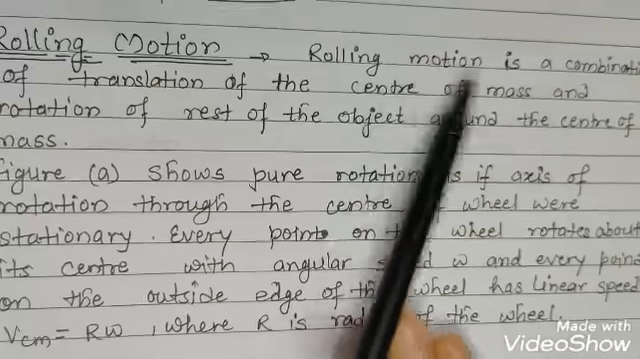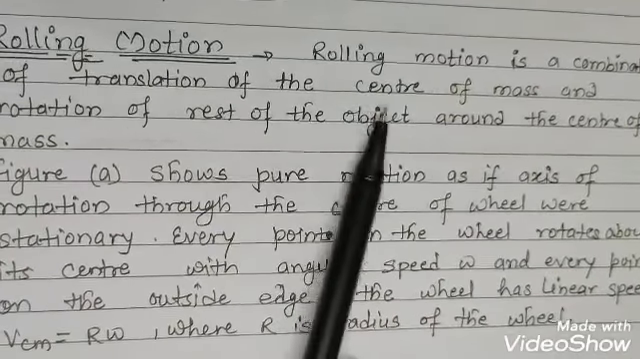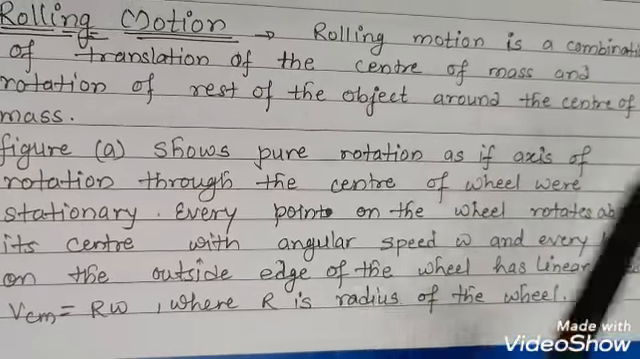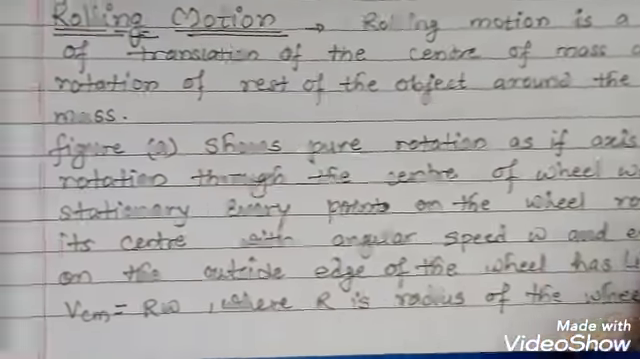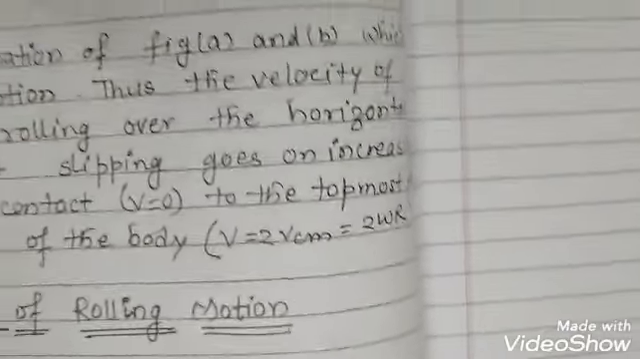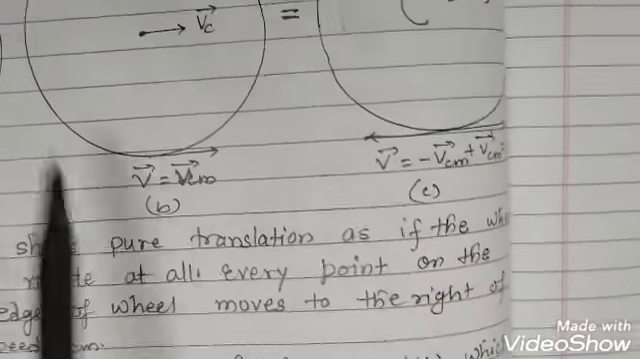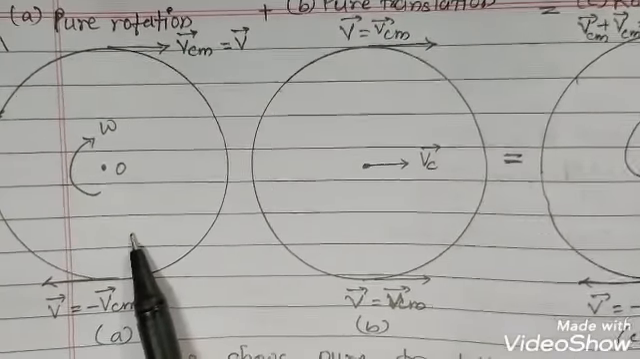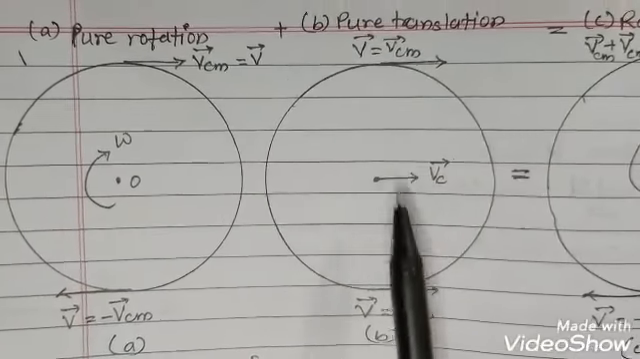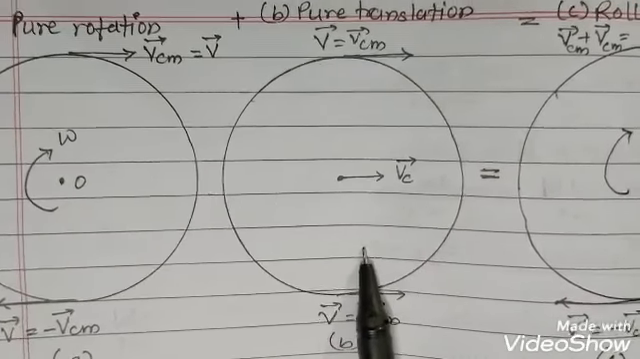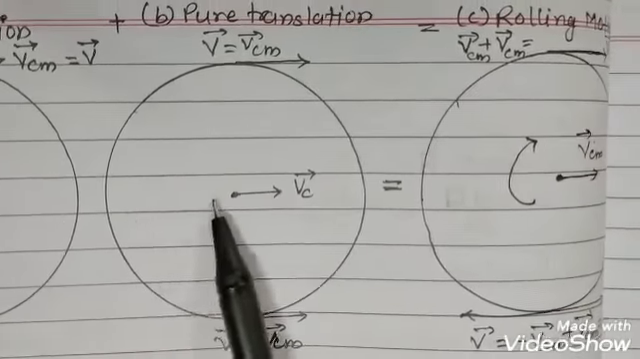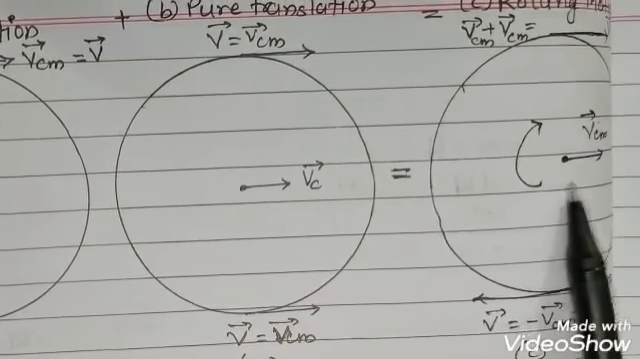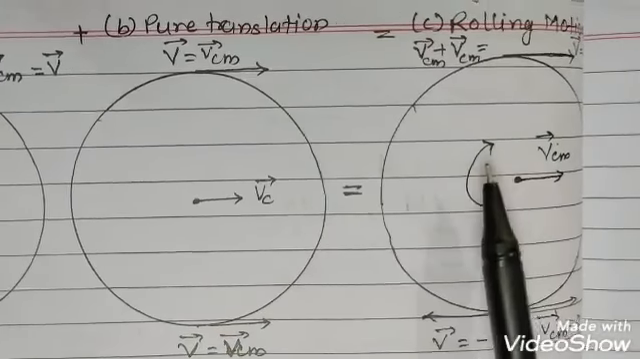Rolling motion is a combination of translation of the center of mass and the rotation of the rest of the object around the center of mass. You can observe here the rolling motion is the combination of pure rotation and pure translation. In figure A, you will find the pure rotation. Figure B is representing the pure translation, and the combination of these two is represented in figure C, and that will represent the rolling motion here.